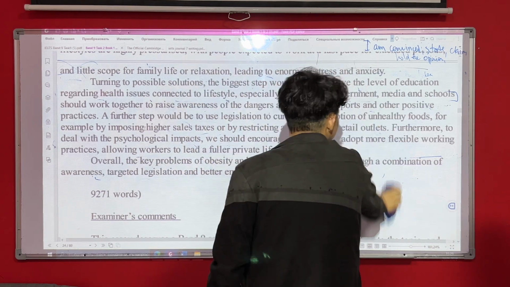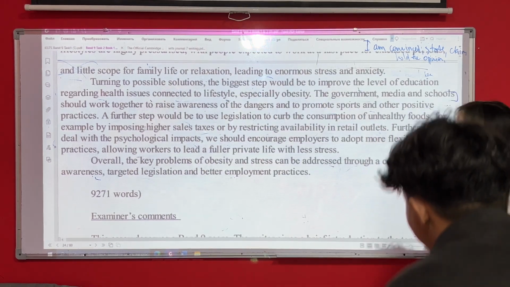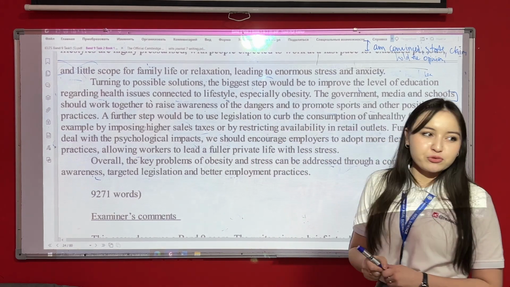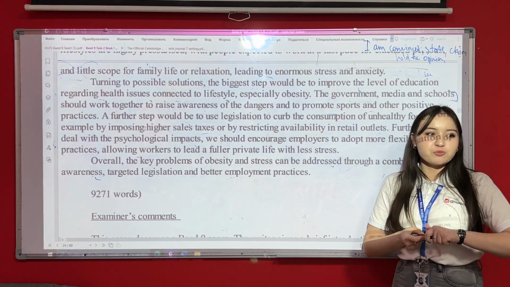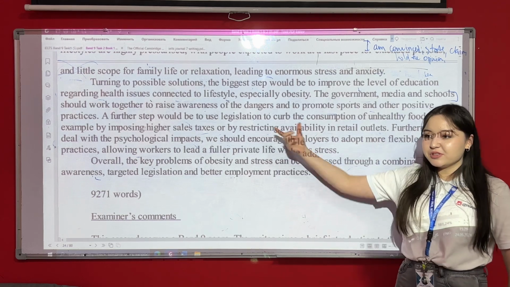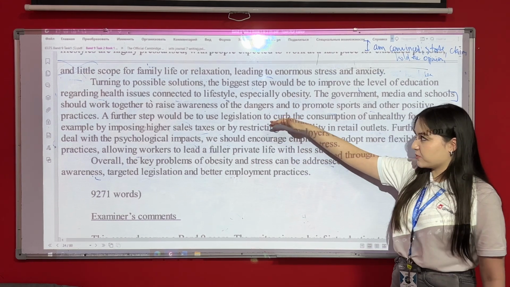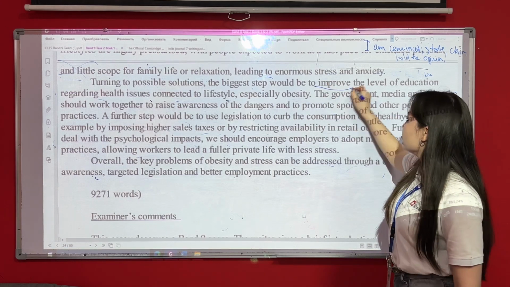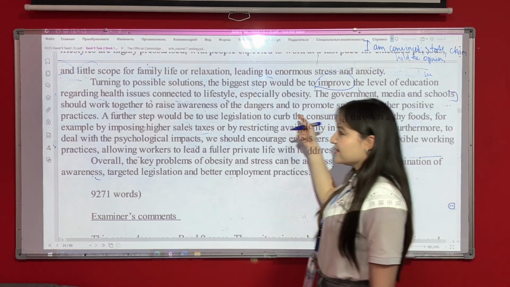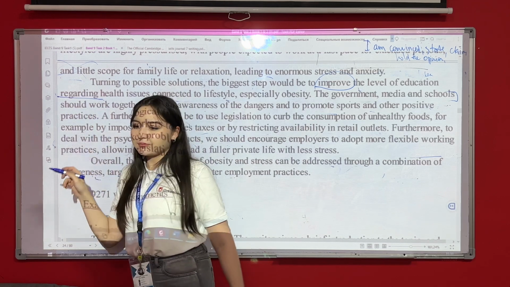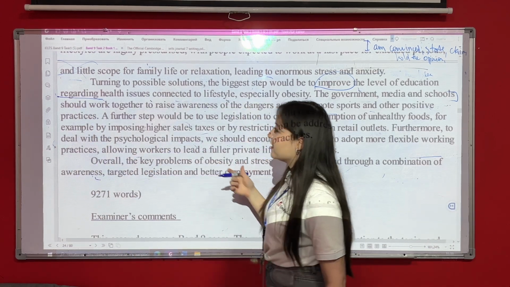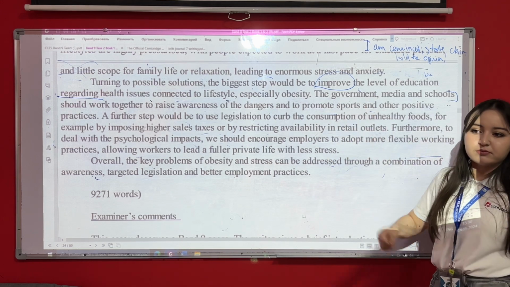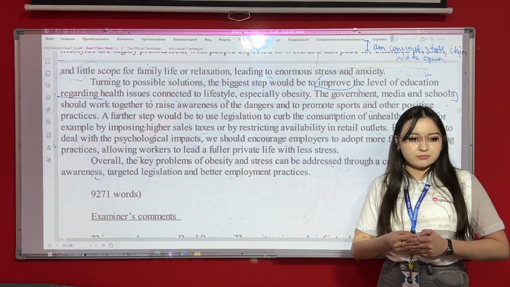Okay, good. So here, possible solutions. The biggest step would be... What do you think the biggest step would be? To solving the problem. Yes. Would be to improve the level of education regarding health issues connected to lifestyle. What does "regarding" mean? Can you please explain it?